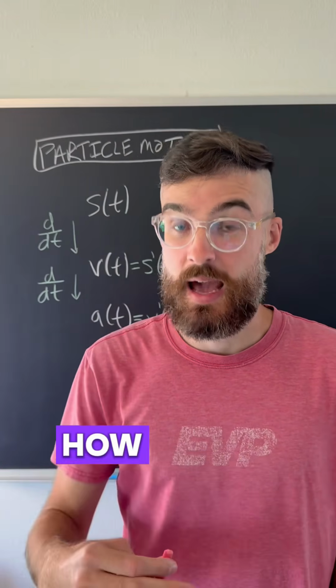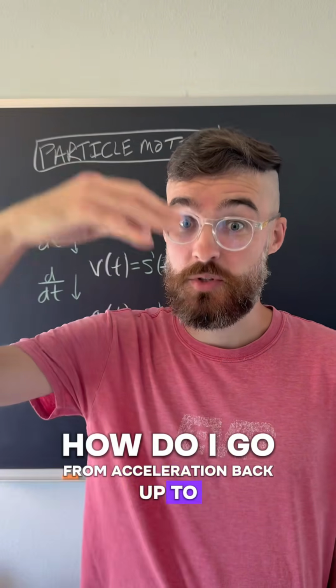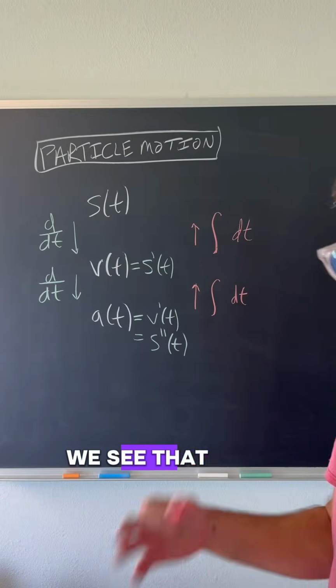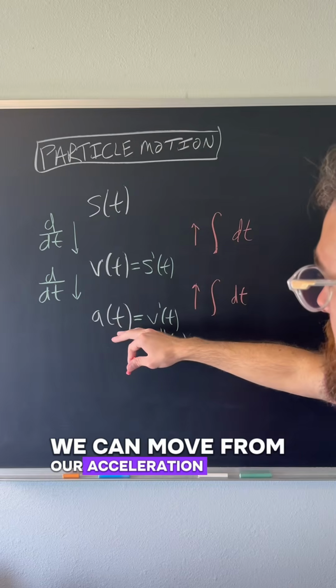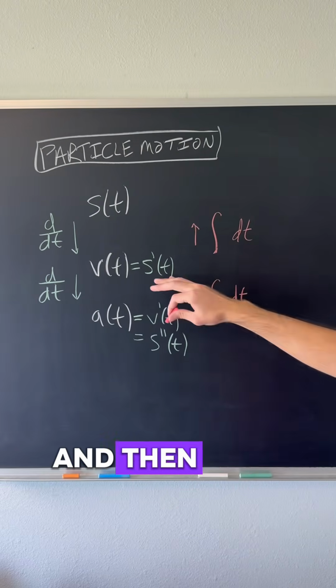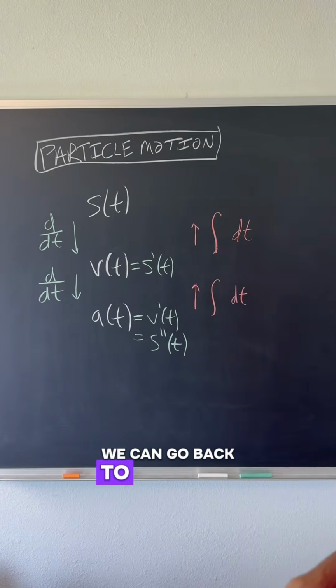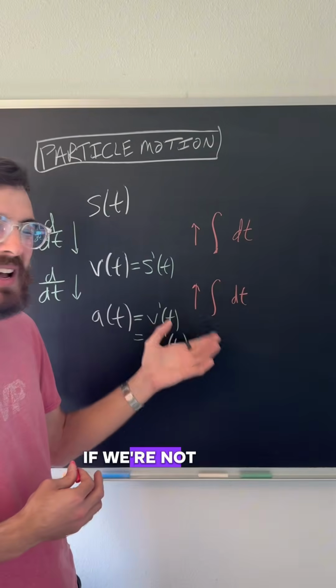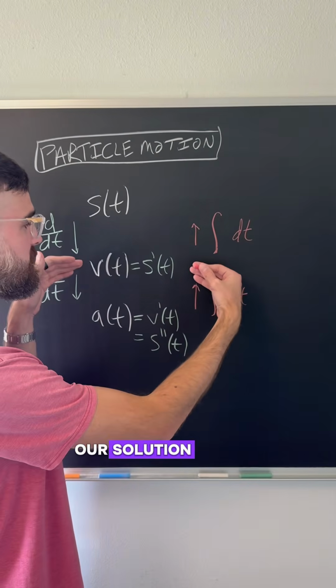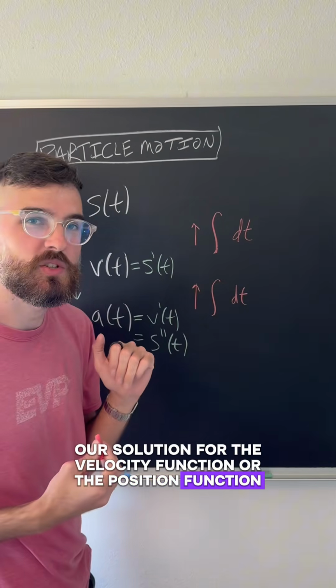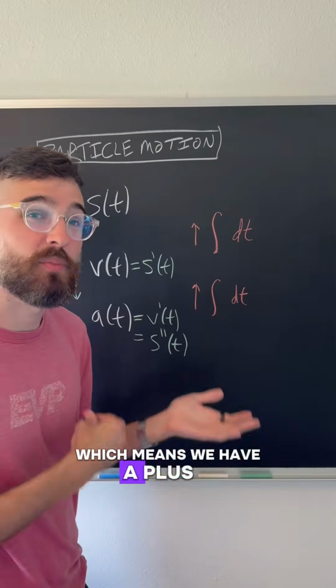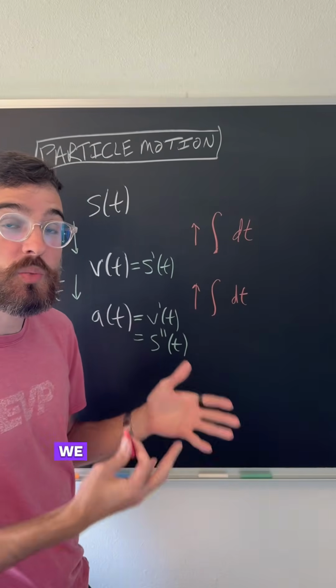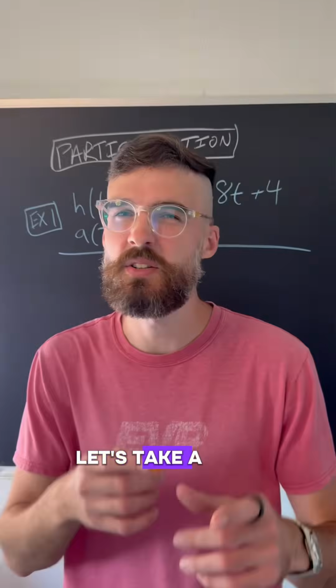Naturally, we'd ask ourselves, okay, how do I go from acceleration back up to either velocity or position? We see that with the help of integration, we can move from our acceleration function to our velocity function, and then if we take one more integration, we can go back to position. Note that with the integration, if we're not given an initial condition, our solution for the velocity function or the position function would be a general solution, which means we'd have a plus c. With the initial condition, we could actually solve for that plus c. Let's take a look at a couple examples.